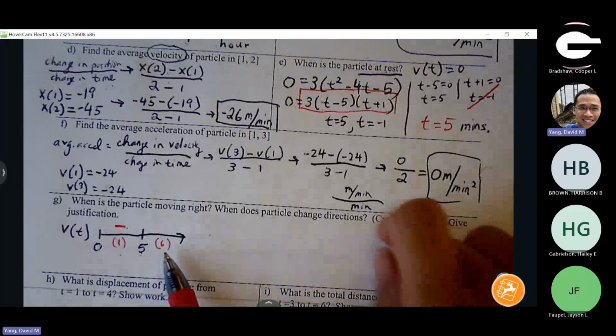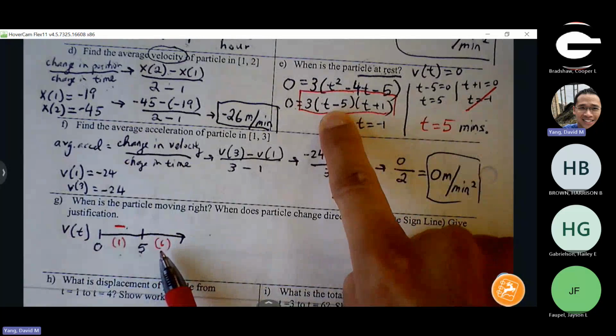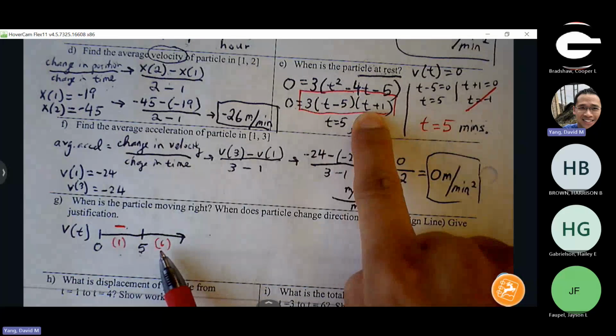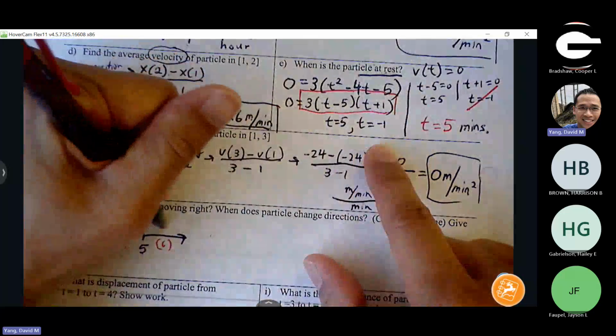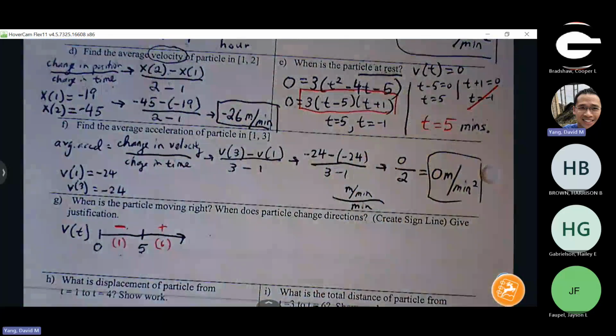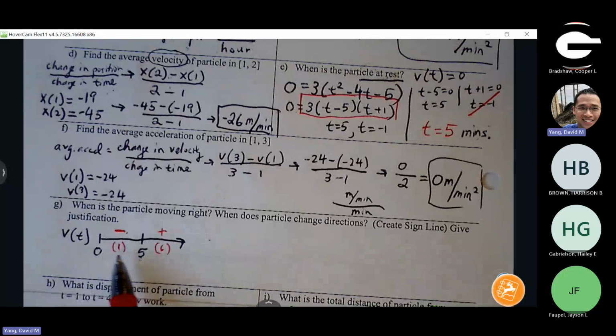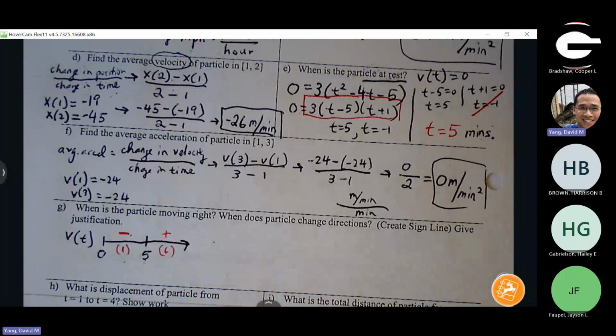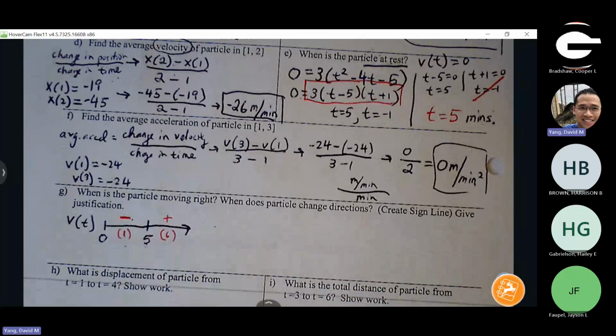Okay, let's insert 6 in for t. 6 minus 5 is positive. 6 plus 1 is positive. Two positives tell me positive. So when the timer starts, the particle is going to start moving to the left for 5 seconds. It's going to stop, turn around, and move to the right, and it's not going to stop, so it keeps moving to the right.